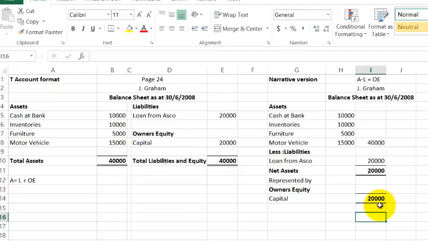In this instance, what I've done, I've merely cut and shut, as you can see, from the T account format, which uses A equals liabilities plus owner's equity, into this narrative version. Assets minus liabilities giving you my owner's equity of $20,000. So that equals that. So you can see the layouts of the two balance sheets are different, but nevertheless they represent the same information. Just to reiterate, it's the narrative version that we're going to use from now on.